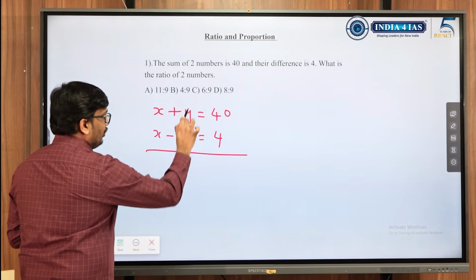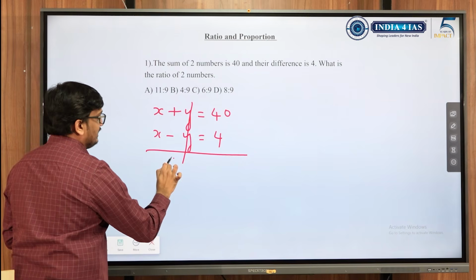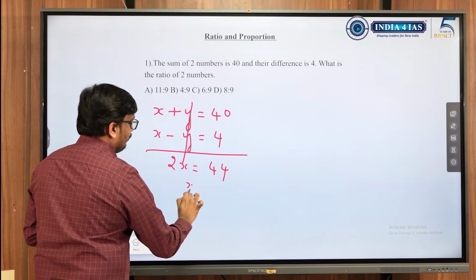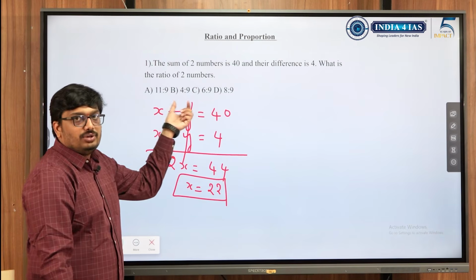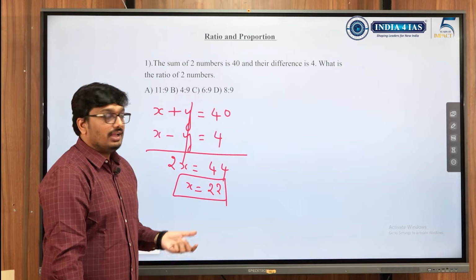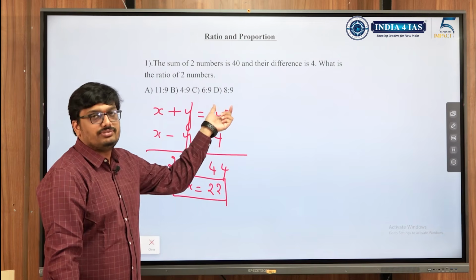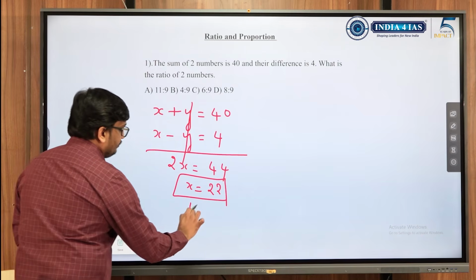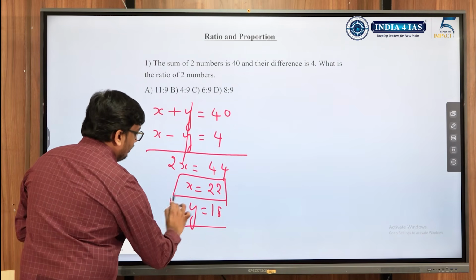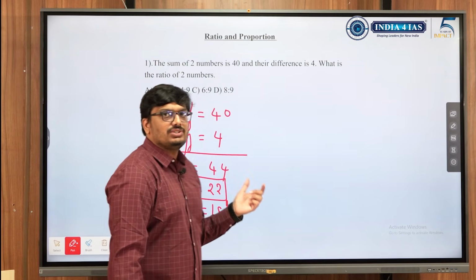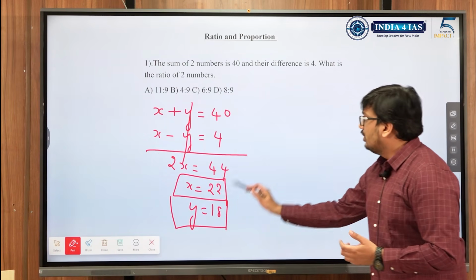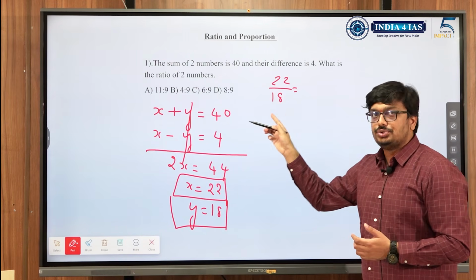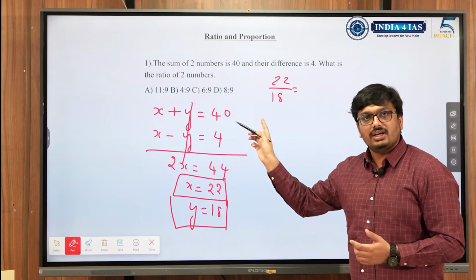Then if you see this one, you can cancel y minus y, then x plus x is 2x, 40 plus 4 is 44, then x will be 22. Out of two numbers, you got one number as 22 and you know the sum of two numbers is 40. If one number is 22, other number will be 40 minus 22, that is 18. They are asking to find the ratio of two numbers. Ratio is nothing but division. So, 22 by 18. Always, you should keep ratio in simplified form or in the reduced form.